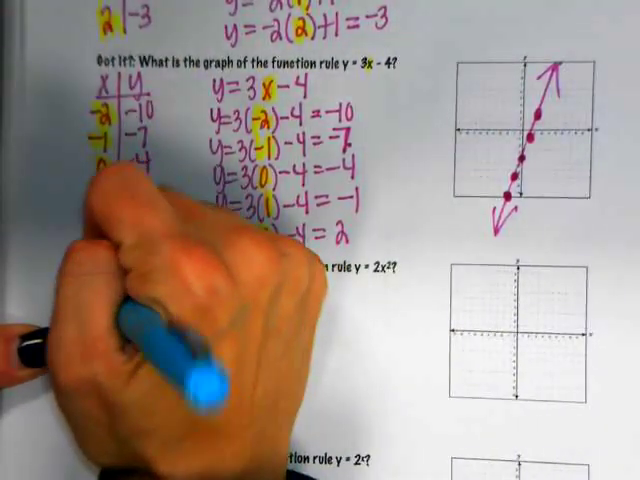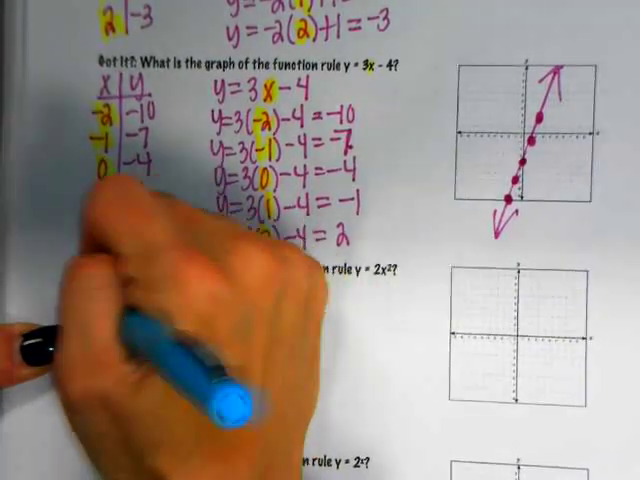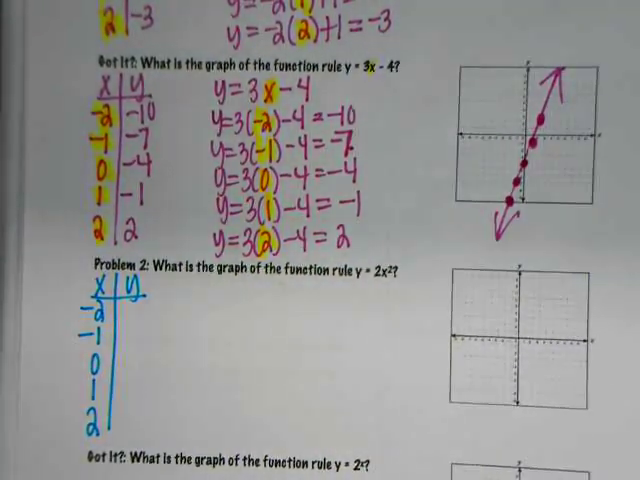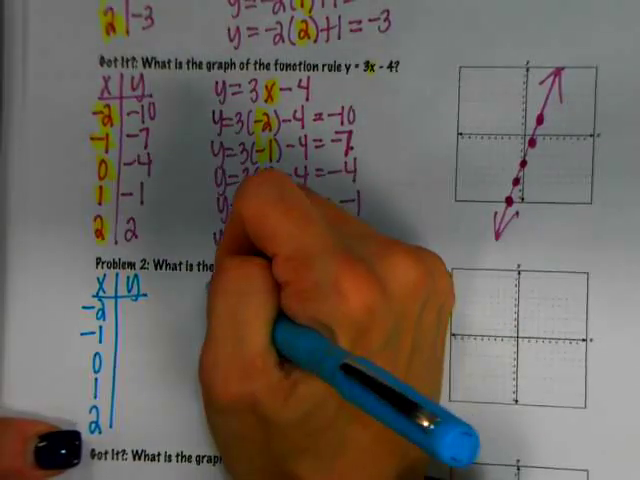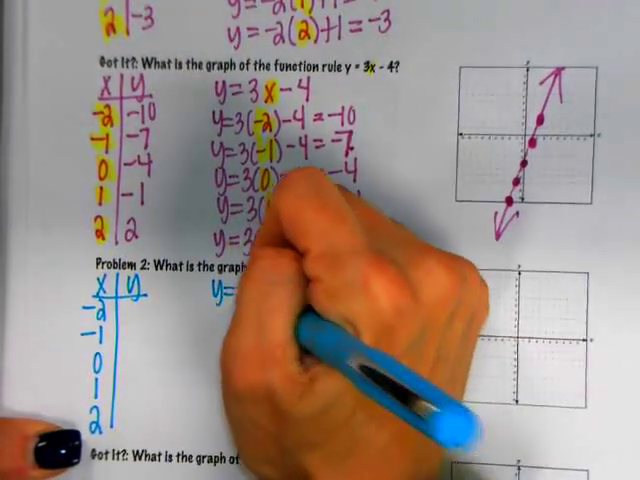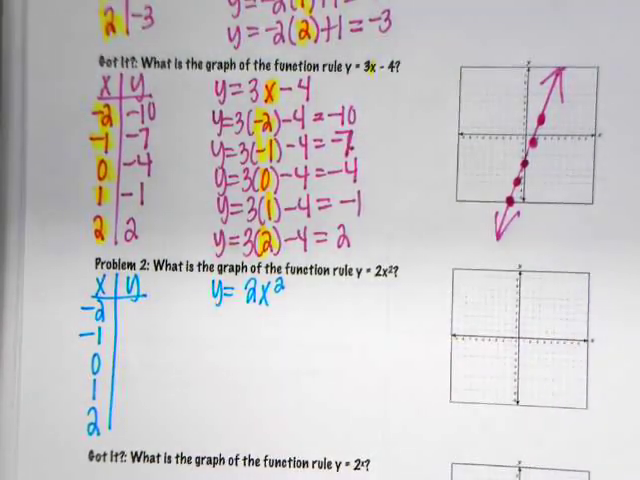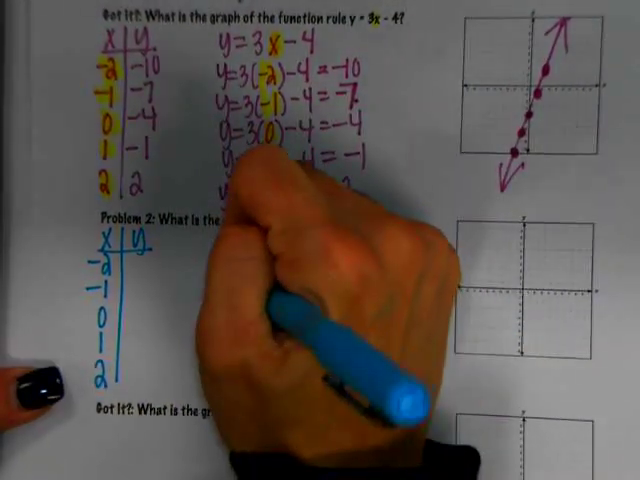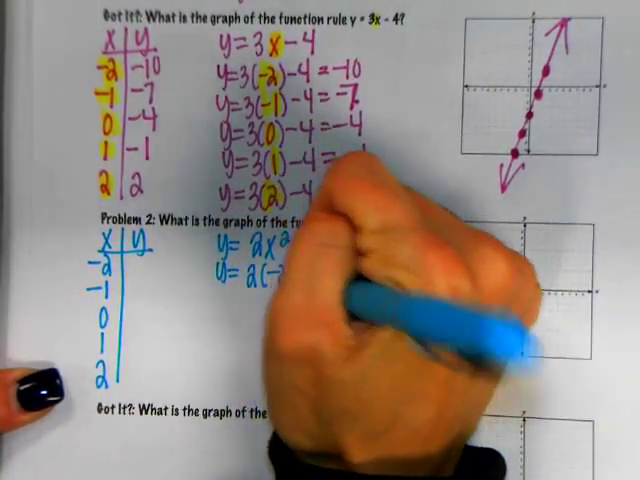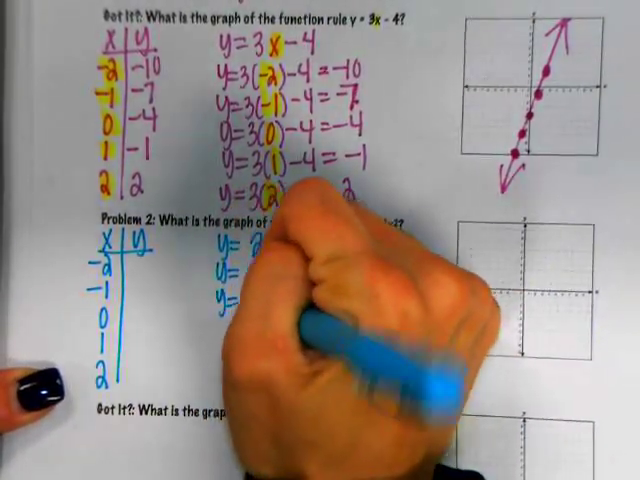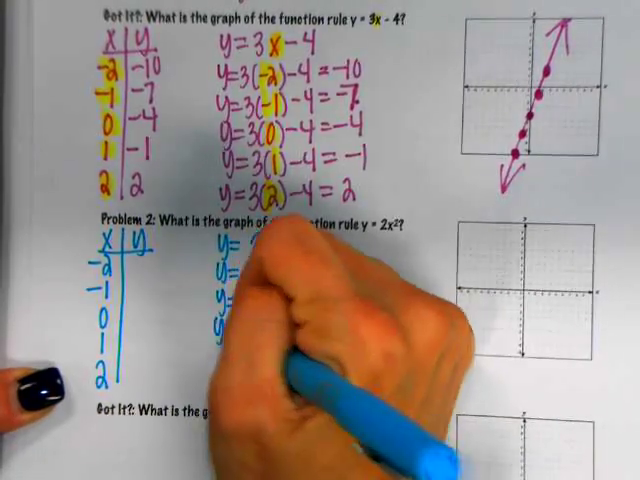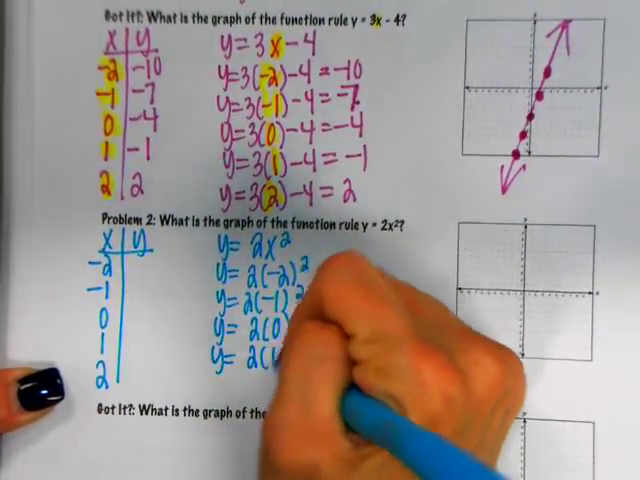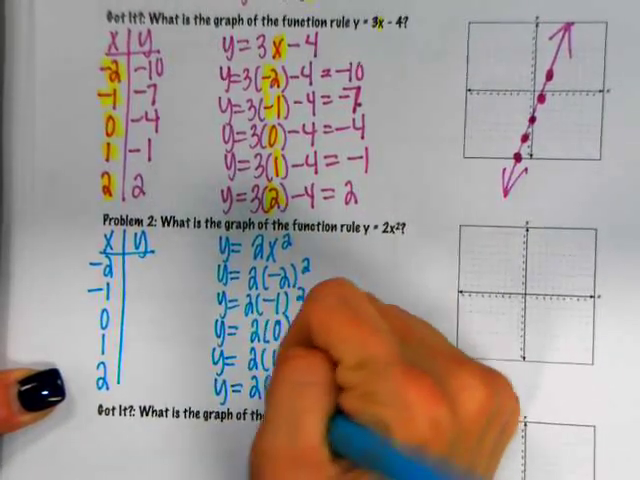So for this one, we're going to use the same x's. We have y equals 2x squared. So you're going to do y equals 2 times negative 2 squared, 2 times negative 1 squared, 2 times 0 squared, 2 times 1 squared, and finally 2 times 2 squared.